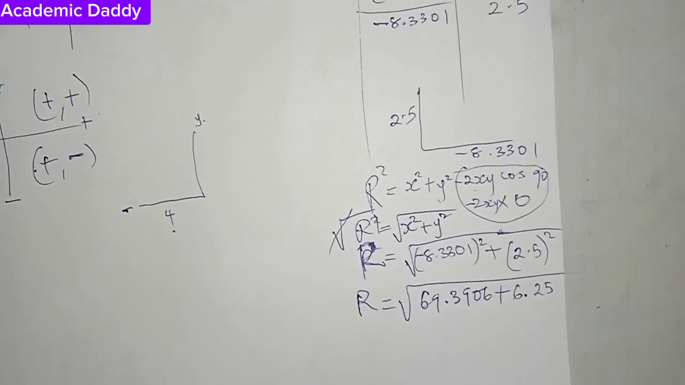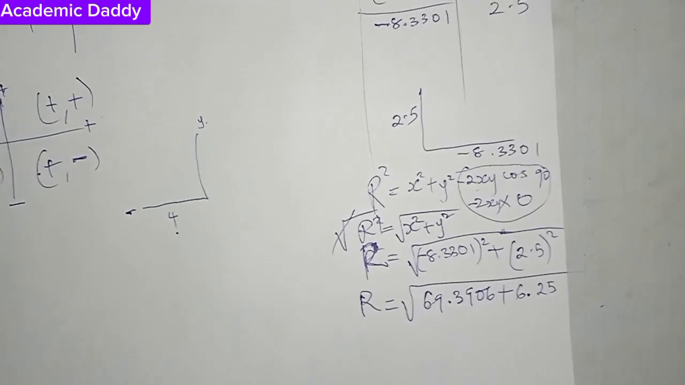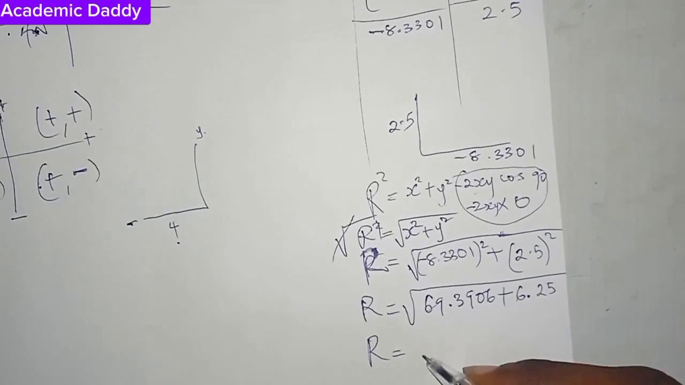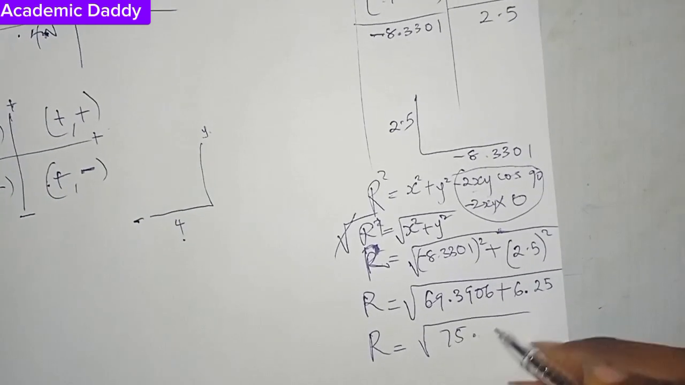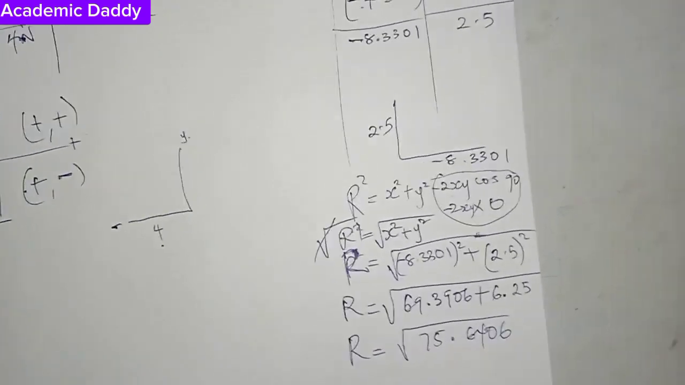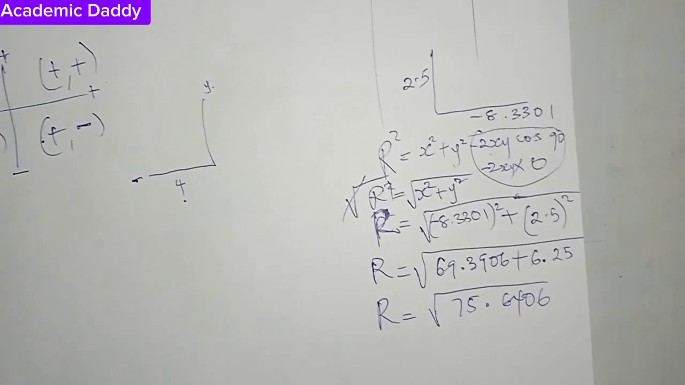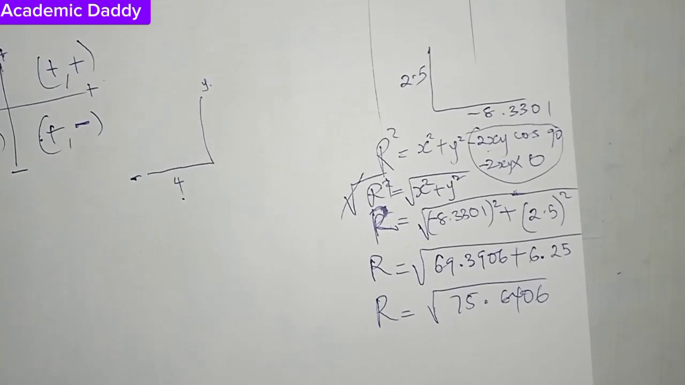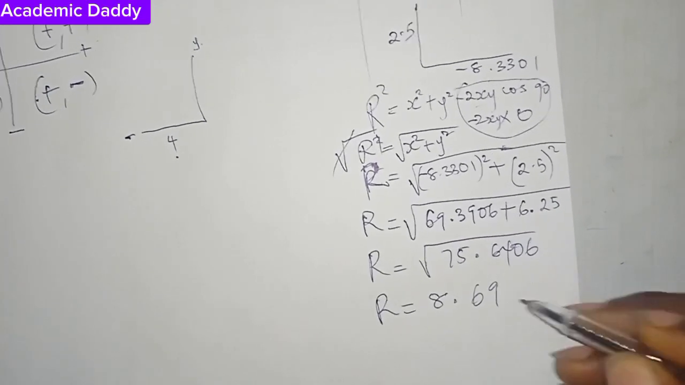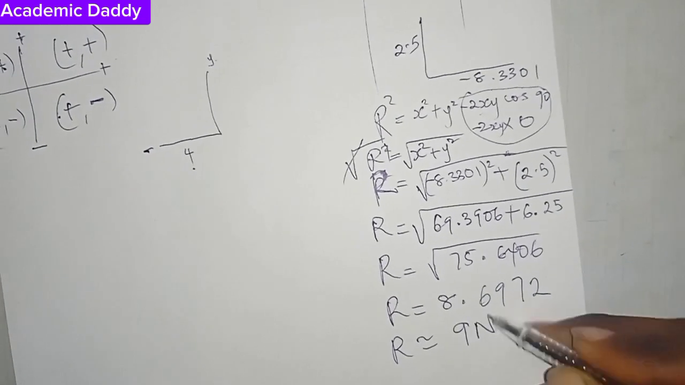So if you do 69.3906 plus 6.25, you have that r is equal to the square root of 75.6406. So if you do the square root of 75.6406, you have r to be equal to 8.6972, r to be approximately 9 Newton.